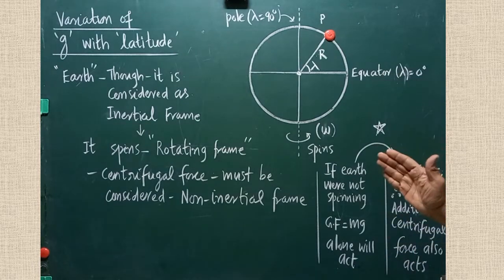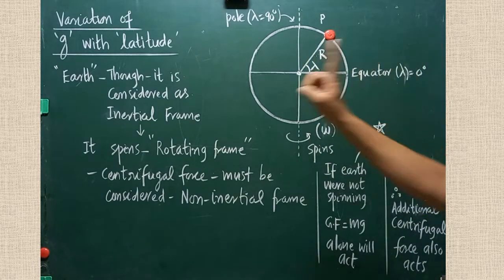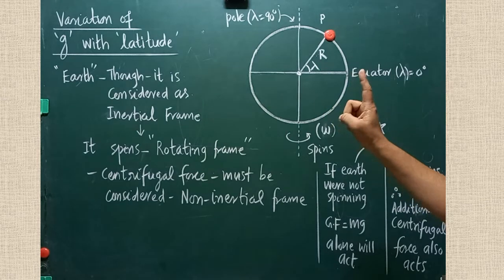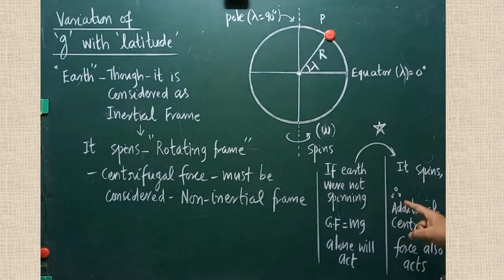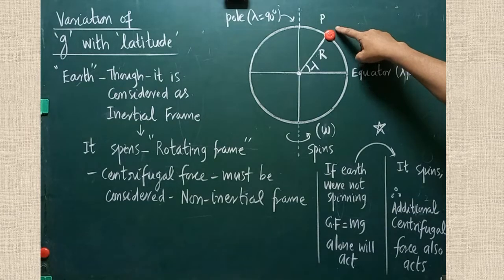But actually what happens? Earth is spinning about its own axis. So whenever the earth's spin is considered, what will happen? Definitely there will be a centrifugal force. Are you clear?